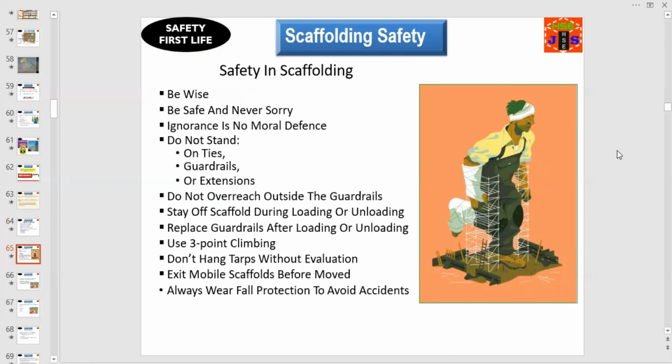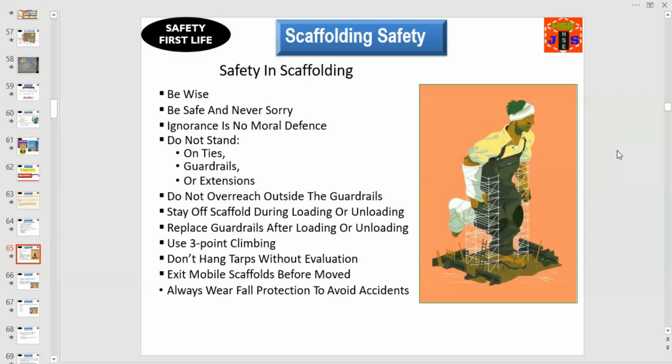Once there is construction activity, there are dozens of hazards, but we have to work safely. What to do to work safely on scaffolding? Be wise, be safe, and never sorry. Ignorance is no moral defense. Don't stand on ties. Guardrails are not extensions. Don't overreach outside the guardrails.